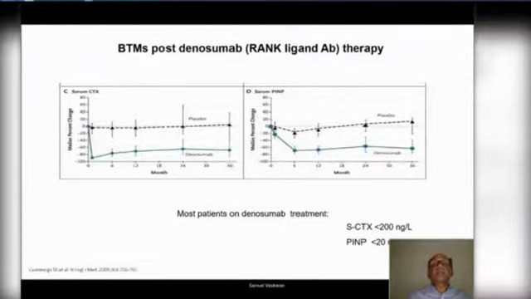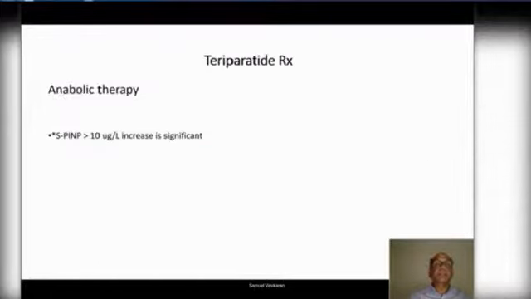Denosumab, a newer anti-resorptive, shows greater change in bone turnover markers, and most patients on denosumab treatment would have their levels well below premenopausal median. So serum CTX less than 200 nanograms per liter, and P1NP less than 20 micrograms per liter. For anabolic therapy, we just use a reference change value of 10 for P1NP. We only use a bone formation marker.